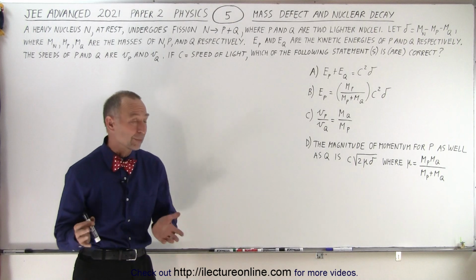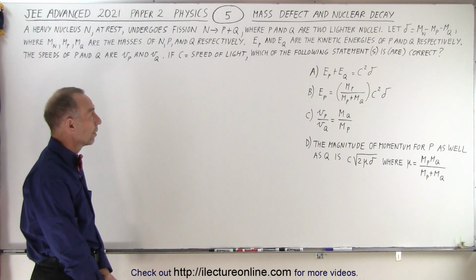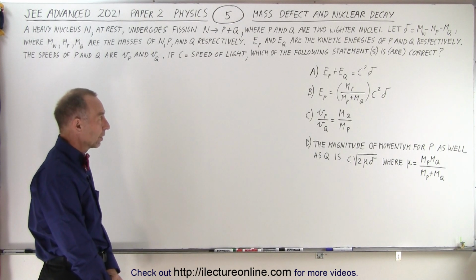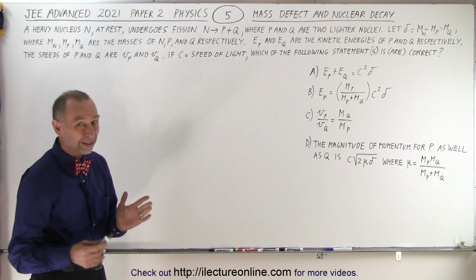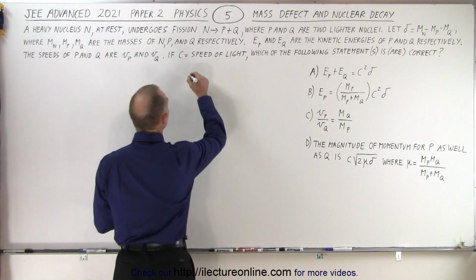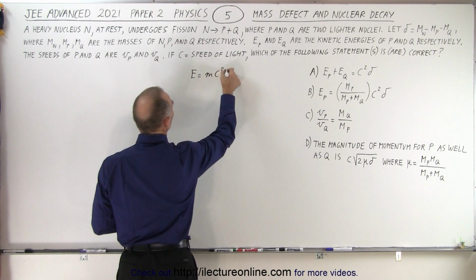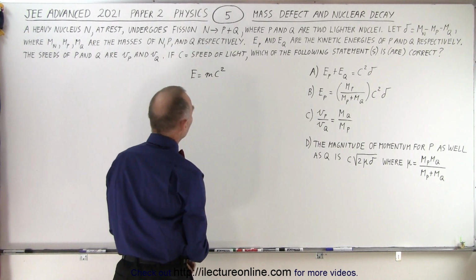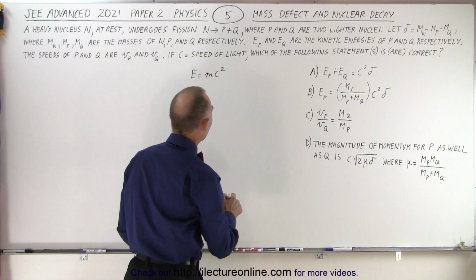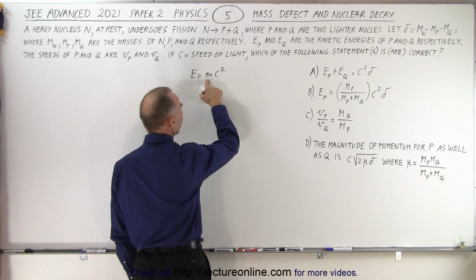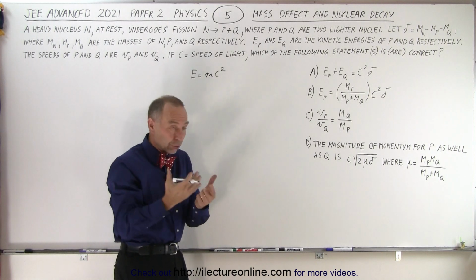So there's 4 possible statements. Let's see which of those may be correct. So A seems to be fairly straightforward, because remember what Einstein said, that energy is equal to mass times c squared. So in this case, the mass is going to be the mass defect, the leftover mass from the nuclear reaction.